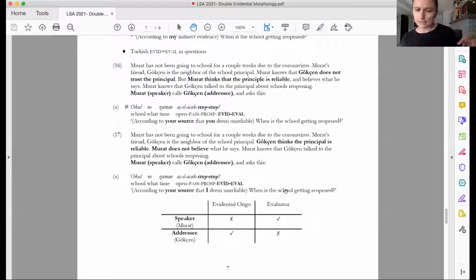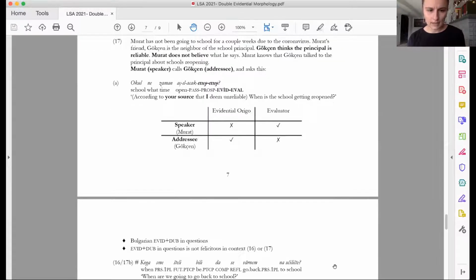In a different context, it means "according to your source," which I, the speaker, deem unreliable. When is the school getting reopened? So again, just to show this quickly: the speaker is the evaluator, but the evidence holder shifts to the addressee. Turkish.